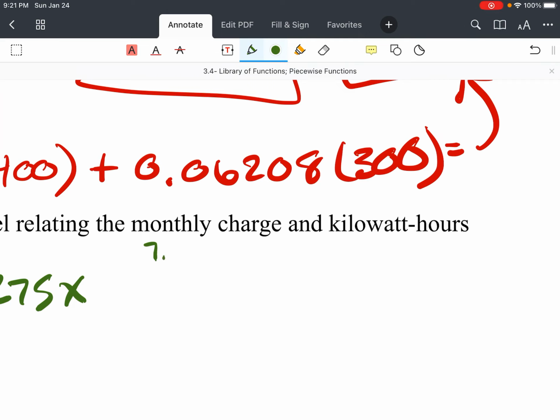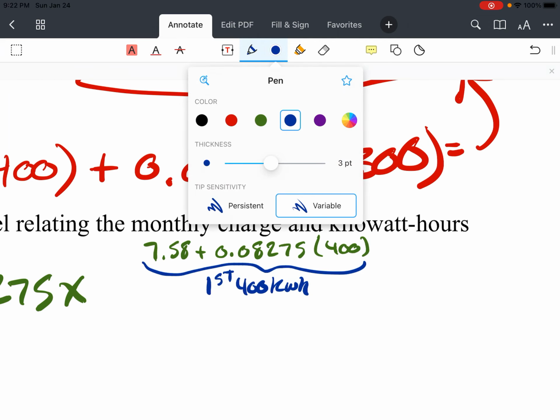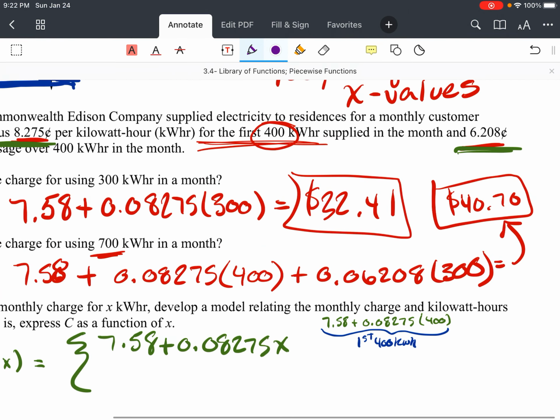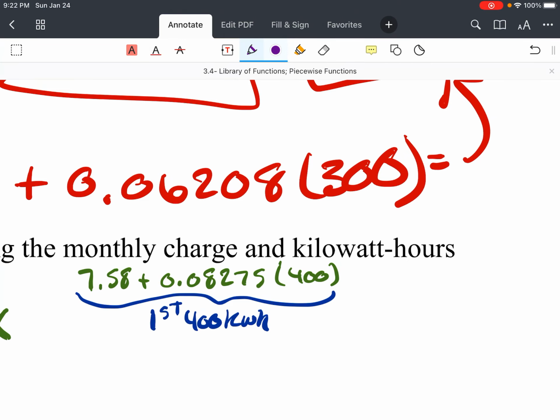All right, so we have $7.58 plus 0.08275 times 400. Okay, so this represents the first 400 kilowatt hours, right? Because we're talking about two different rates here. Okay, so now let's go ahead and calculate the second one. And the second one's actually going to add on because we're still paying, even if we've gotten up to the 400, we're still paying for that 400.